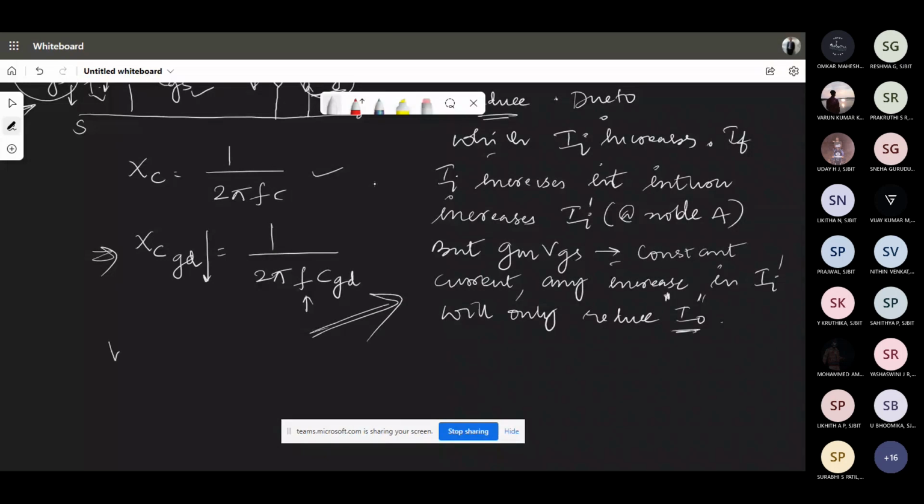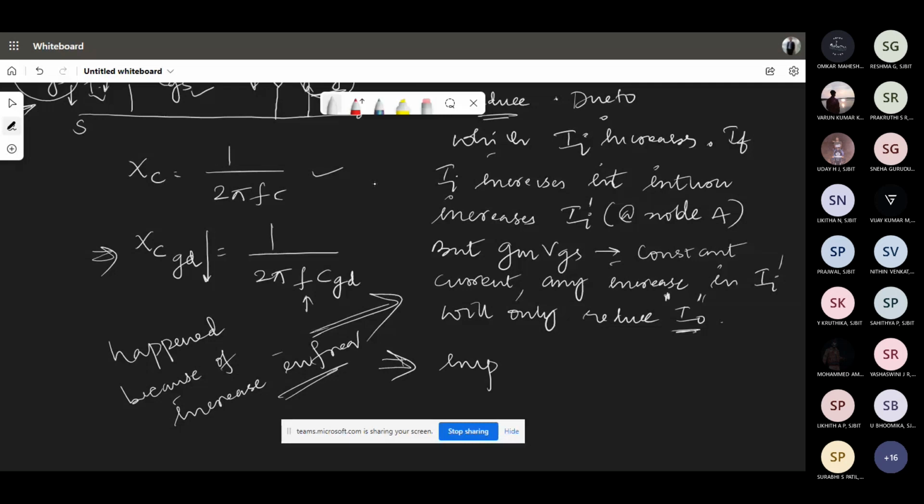They all happen because of the increase in frequency. So what is the conclusion we can draw? The conclusion is, which implies that the output current, to be very specific, is a frequency dependent factor. The frequency dependent factor. Okay.